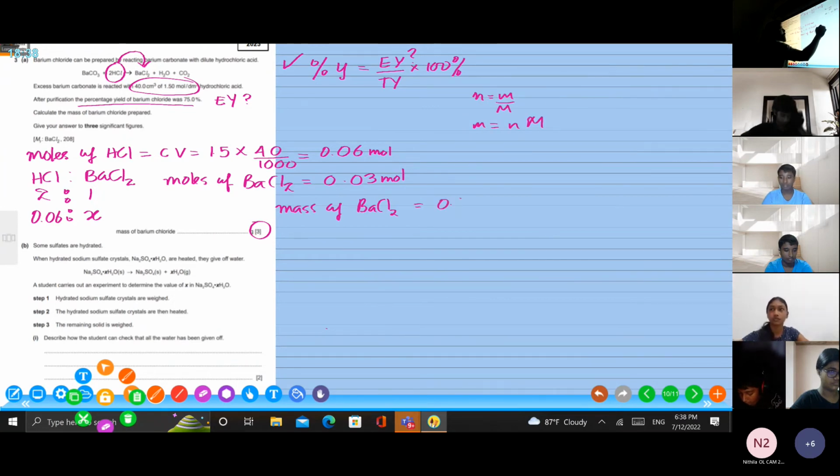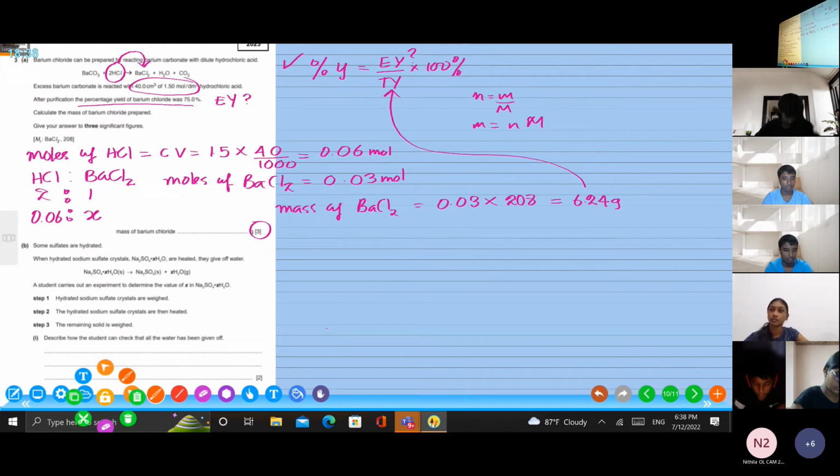So moles 0.03. Molar mass of barium chloride, have they given? Yes, 208. So this is 6.24. This is your what? Theoretical yield. Then it's done.